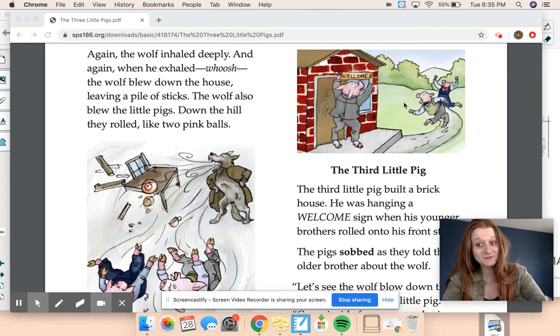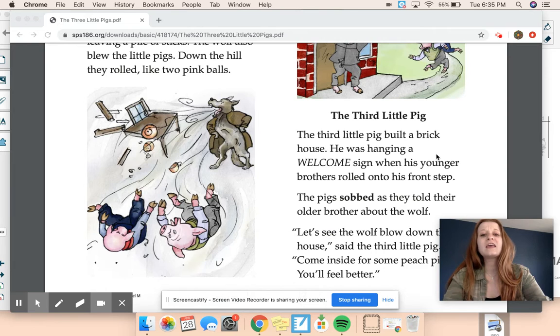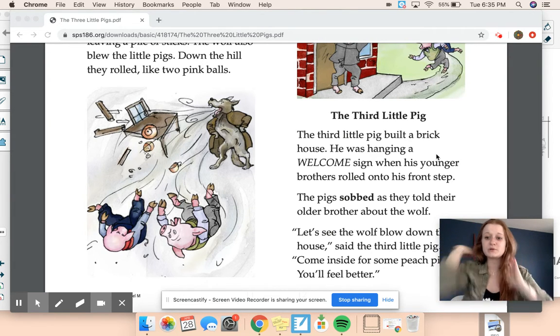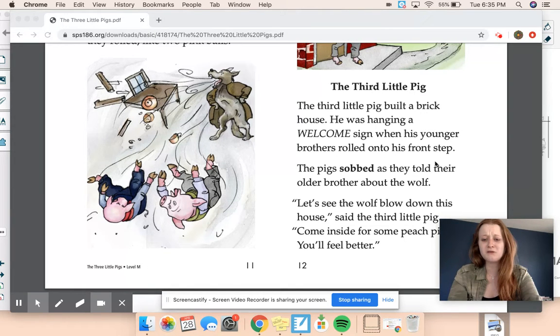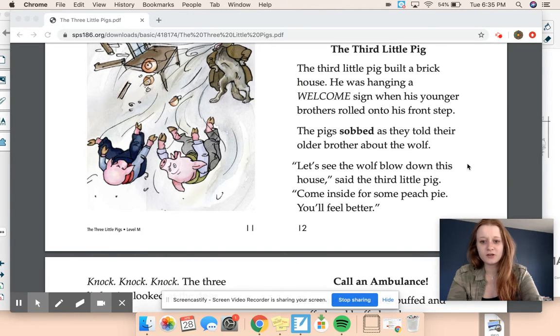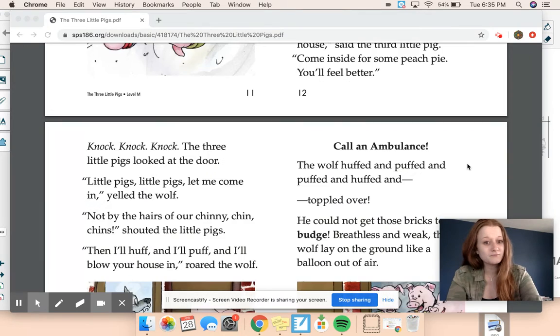We're at the brick house. The third little pig built a brick house. He was hanging a welcome sign when his younger brothers rolled onto his front step. The pigs sobbed as they told their other brother about the wolf. "Let's see the wolf blow down this house," said the third little pig. "Come inside for some peach pie. You'll feel better."